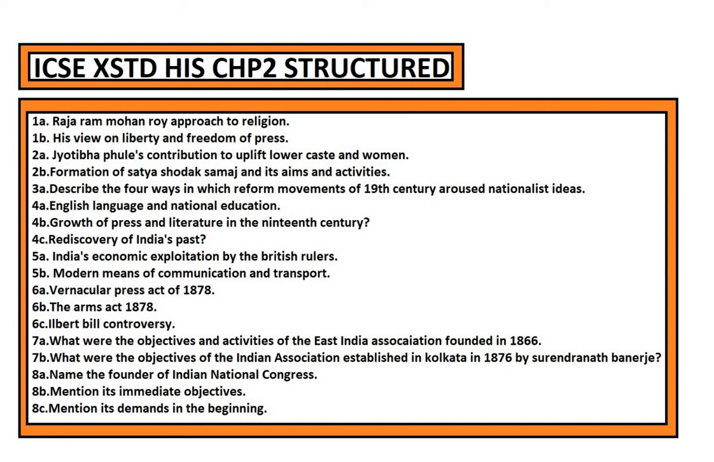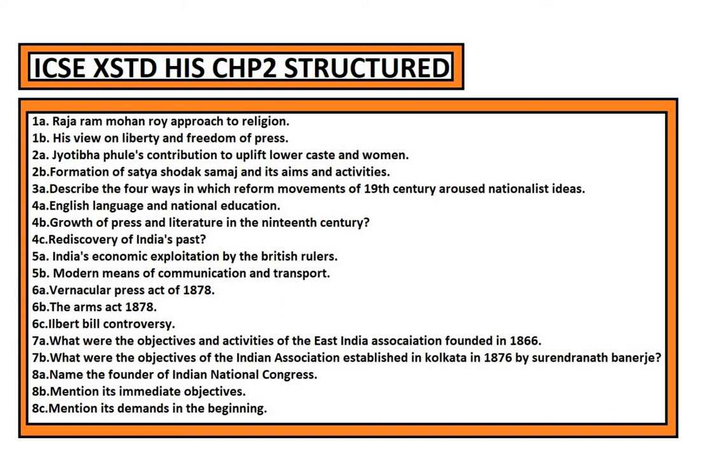Ilbert Bill. Lord Ripon, who succeeded Lytton, tried to reduce some of the grievances of the Indians, but his attempts were marred by the controversy over the Ilbert Bill. According to the bill introduced by Ilbert, the law member of the Governor General's Executive Council, the Anglo-Indian community carried on a wild agitation against this measure. The government ultimately withdrew the bill and negotiated a compromise.